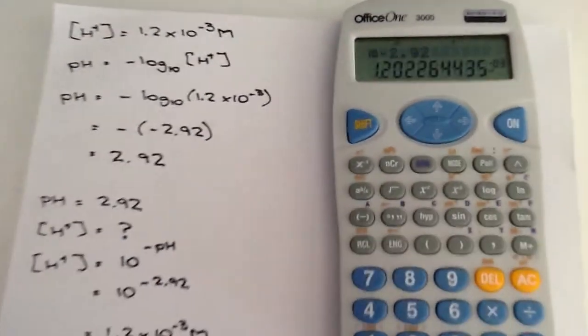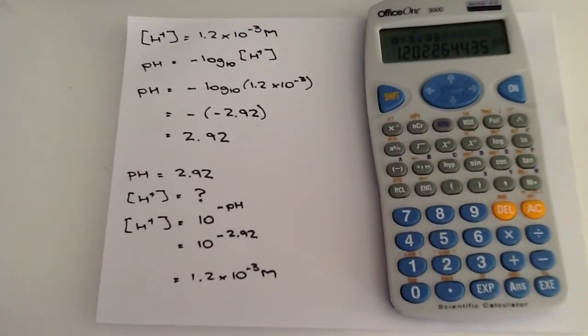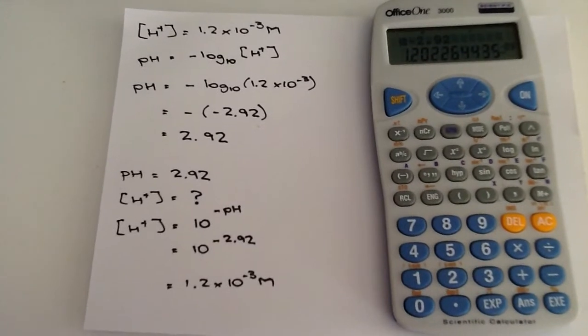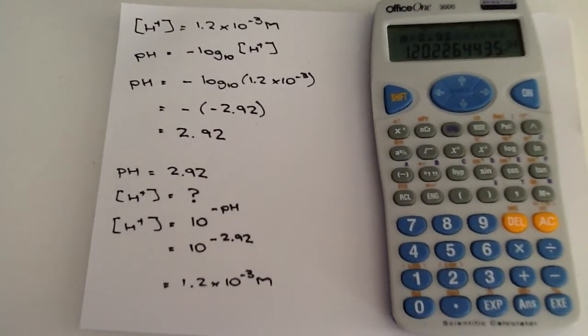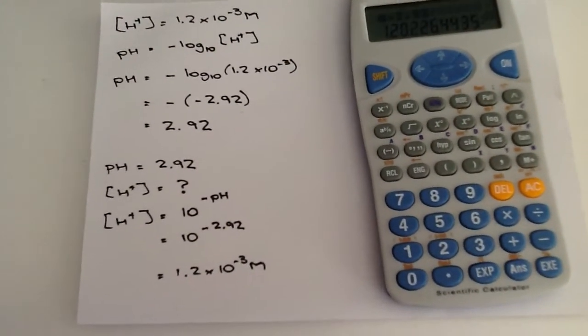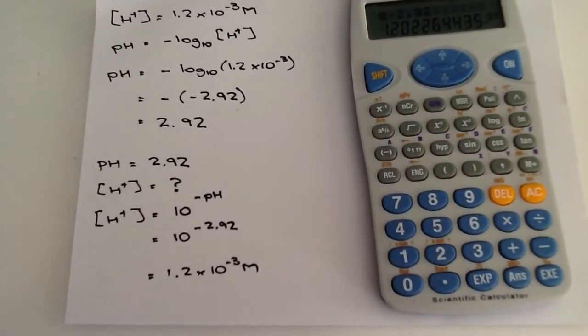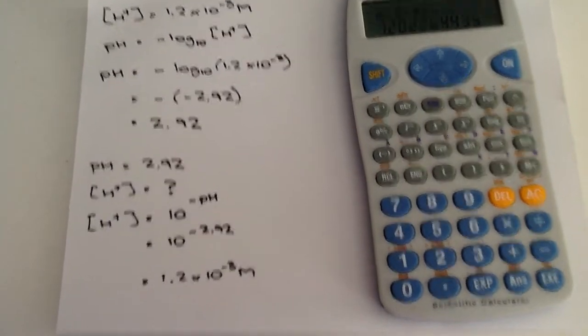So these two videos demonstrate, first of all, in the first video, how to calculate the pH when you're given the hydronium concentration, and then the second video indicates when you're given the pH value, how to work out the corresponding hydronium concentration.